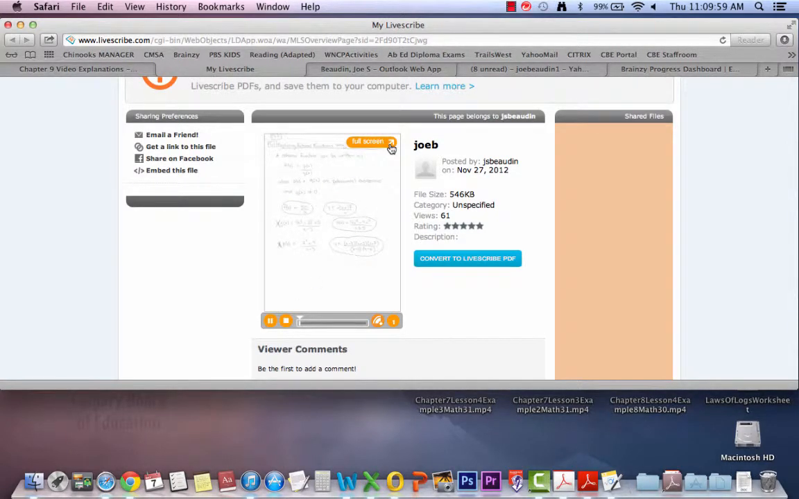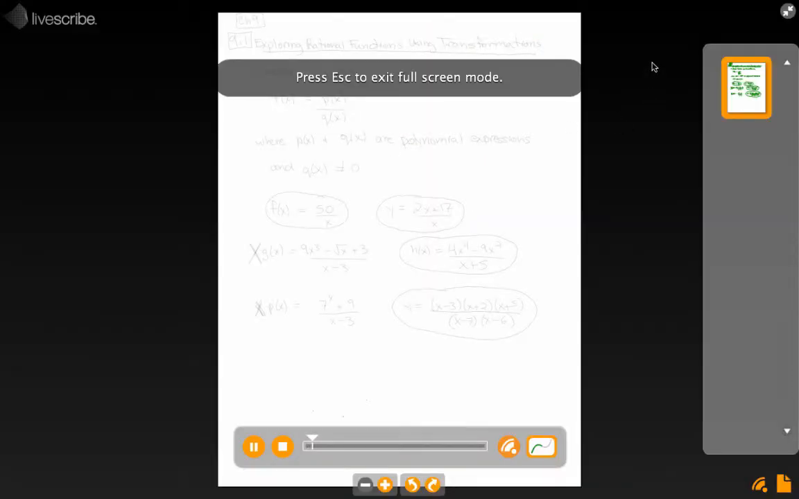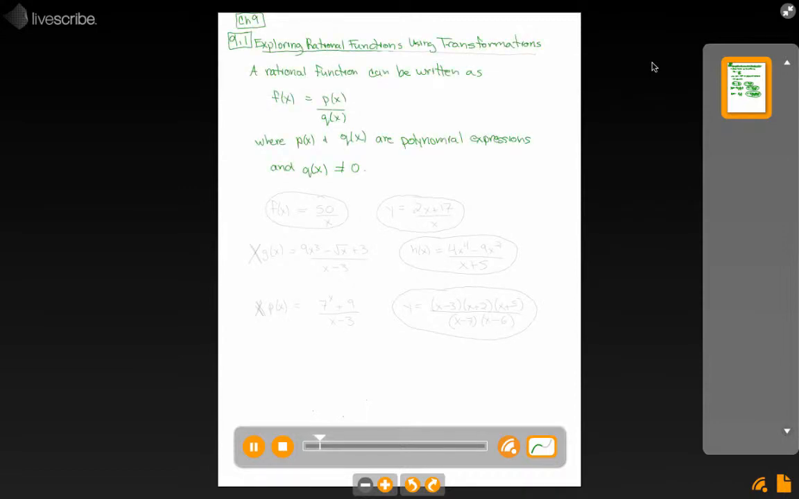This example comes out of section 9.1, the beginning of chapter 9, exploring rational functions using transformations. So before we start doing anything with rational functions, we better decide or describe what a rational function is. It's anything that can be written as f of x equals p of x over q of x.